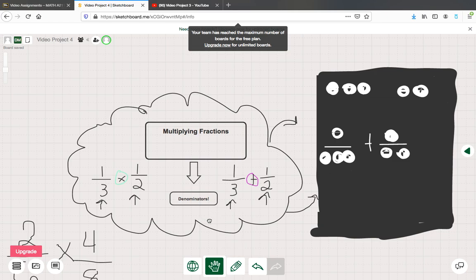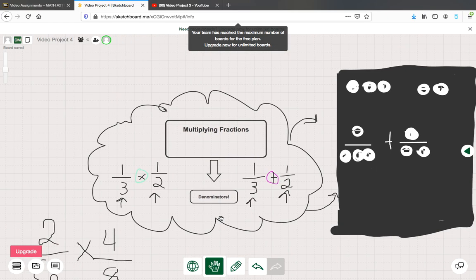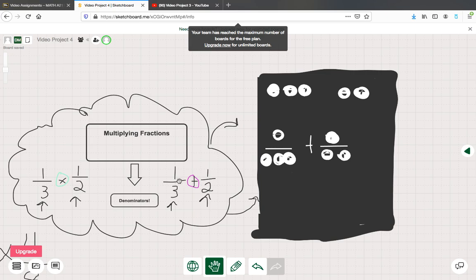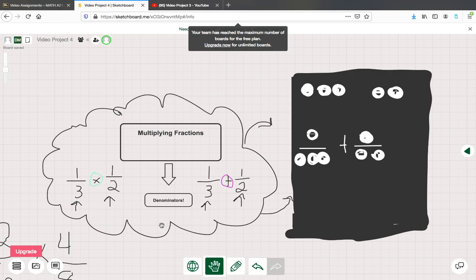Hi friends, today we are talking about multiplying fractions, and first we are going to focus on denominators. Over here we have a multiplication equation, 1/3 times 1/2, but over here we have an addition equation, 1/3 plus 1/2. I want to show you the difference between multiplying fractions and adding fractions.